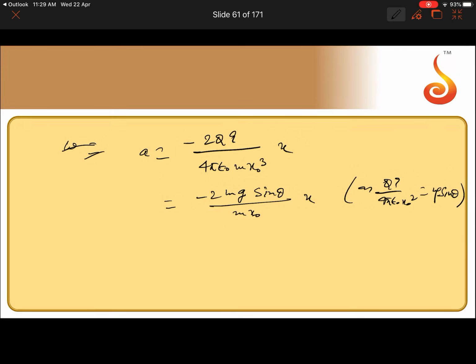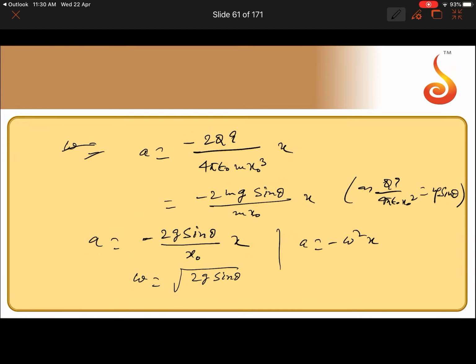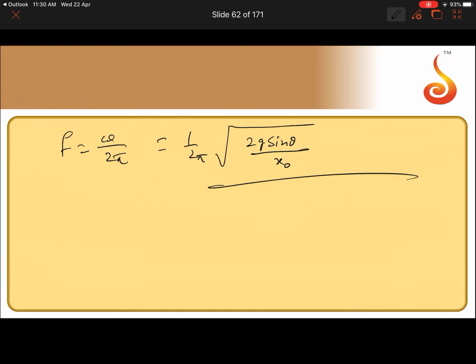So using this we have written. Again m will cancel, so it will be minus 2g, now we can write that it is just like, and on comparison omega is, so therefore frequency is omega by 2 pi, so 1 by 2 pi, this is the required answer.